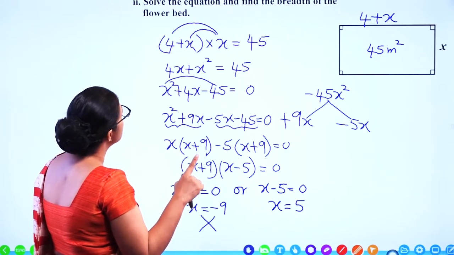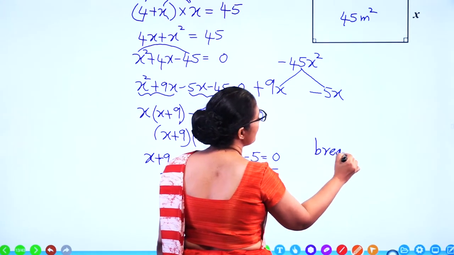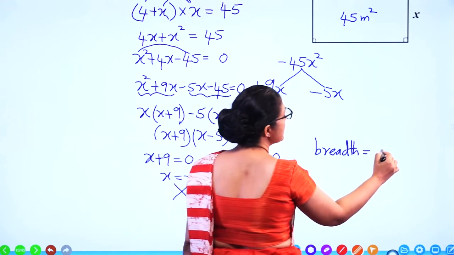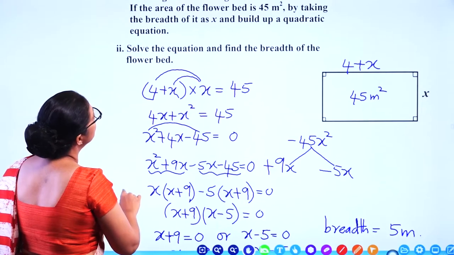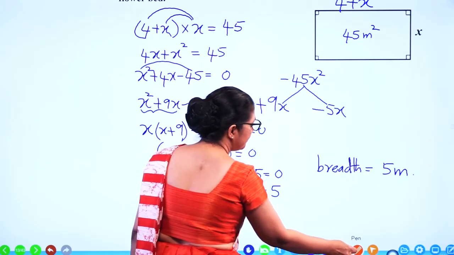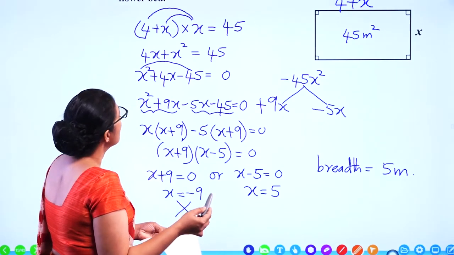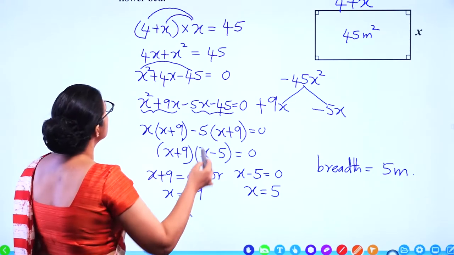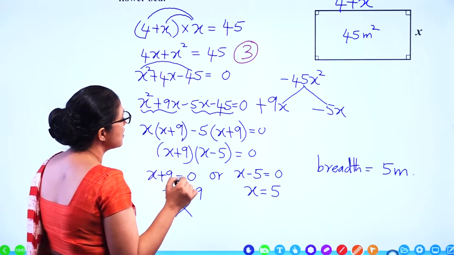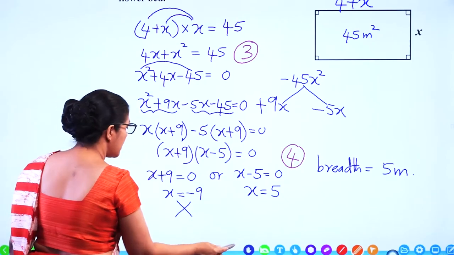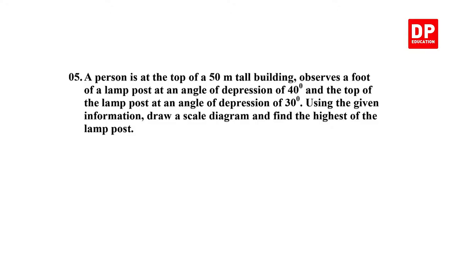So x is 5 means what's the breadth of the flower bed? Breadth is 5 meters. So, how many marks for this part? You are getting 3 marks for creating the equation, and solving, you are getting another 4 marks. So 4 and 3, 7, and the previous part we gave 3 marks. So altogether 10 marks. Question number 5.